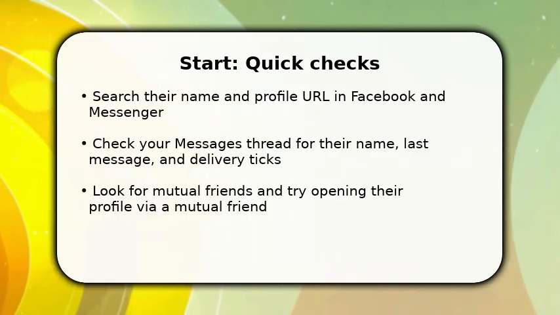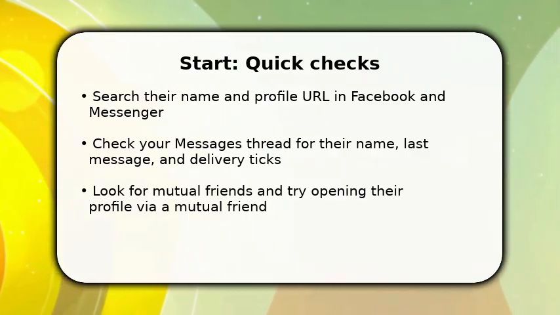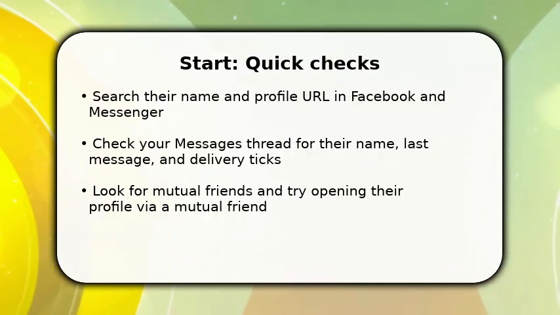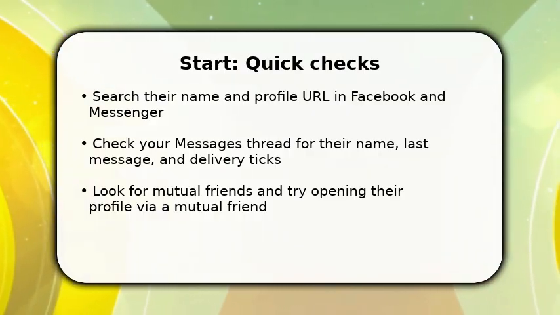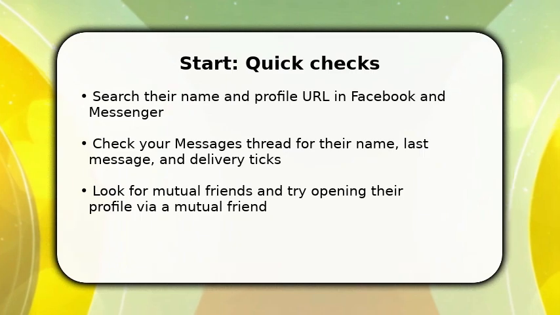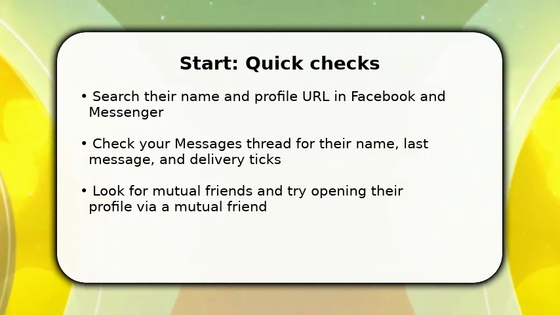Once done, visit a mutual friend's profile and click their friends or tagged photos to access the target profile indirectly. This rules out simple search issues versus an actual block and gets you into the investigative.